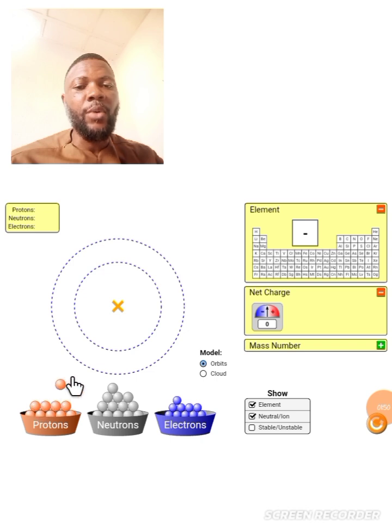As soon as we add one proton, you will notice a lot of things. Look at this, plus one is here. You can see it became positively charged, representing a typical hydrogen ion. And over here you have one proton being added to the system.